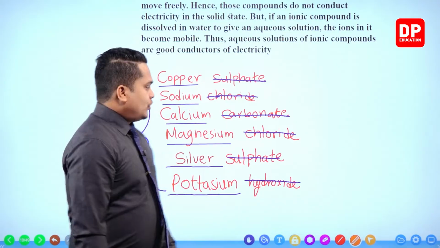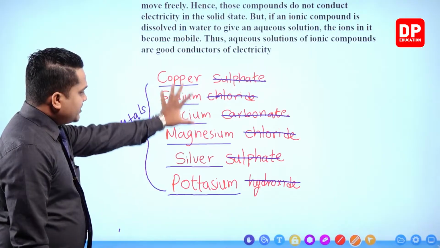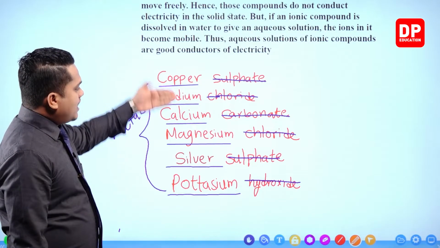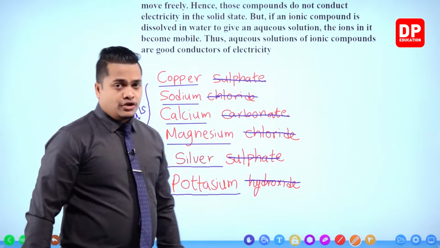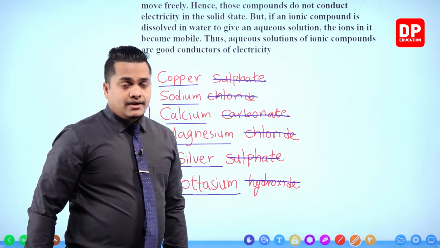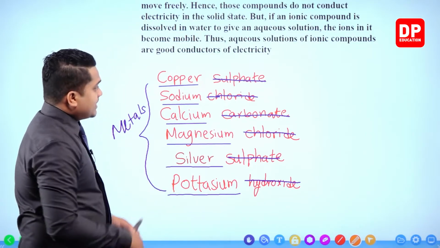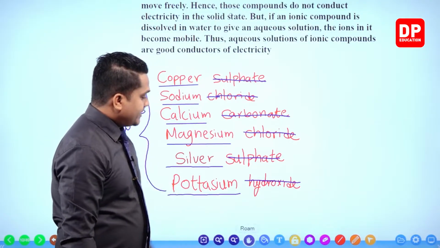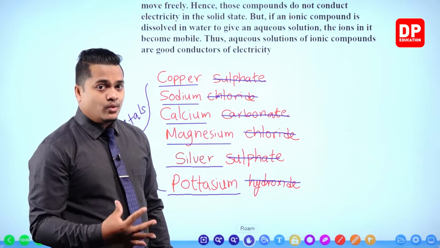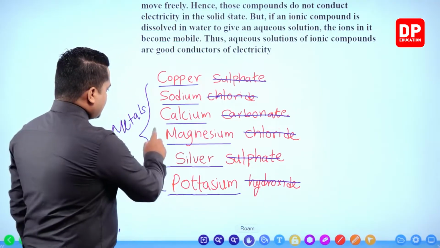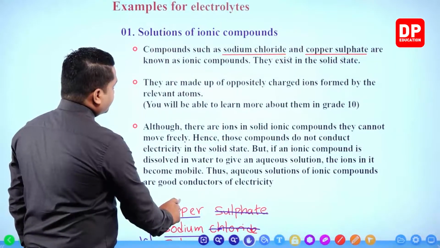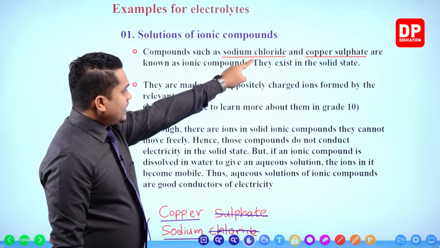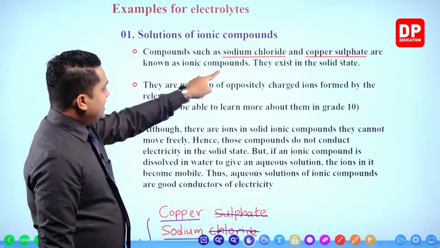Simple. So all of these substances which I have written here contain a metal. So therefore these substances are, my dear children, ionic compounds. Right? Compounds or substances that contain a metallic element within the compound. Let's come back down once again. So compounds such as sodium chloride, copper sulfate are known as ionic compounds.